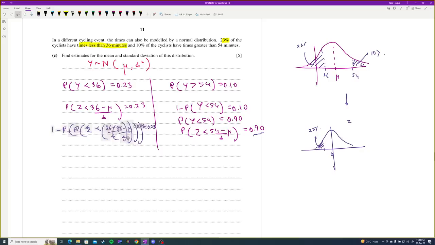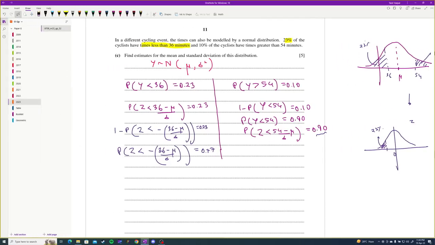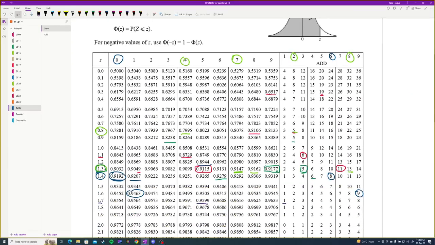This is what I just did. And what's the next goal? After moving it to this side, we actually end up with P(Z is less than (36 minus mu) by sigma) is equal to 1 minus 0.23, which is 0.77. Fine. So now, if you find out the value, this is the inverse of the standard distribution. We are looking for the closest value to 0.77. Now this value is greater than 0.5. We can look at the table for the closest value to 0.77.